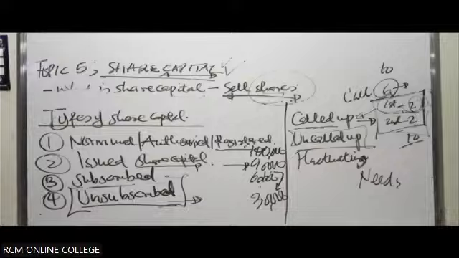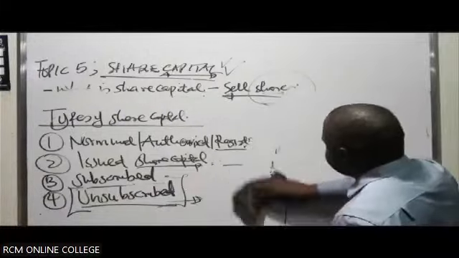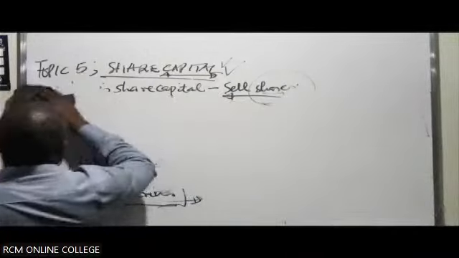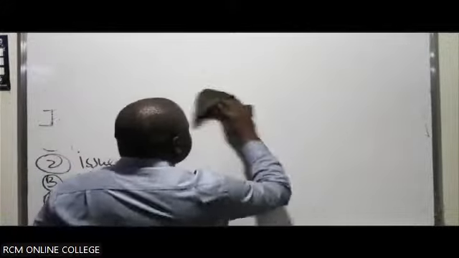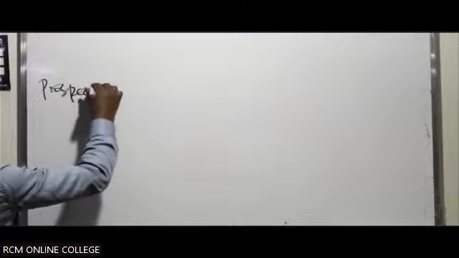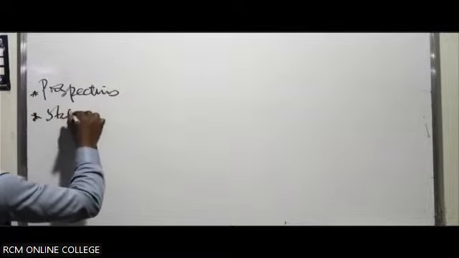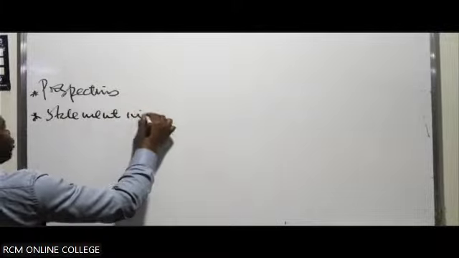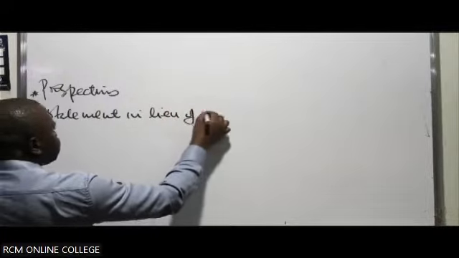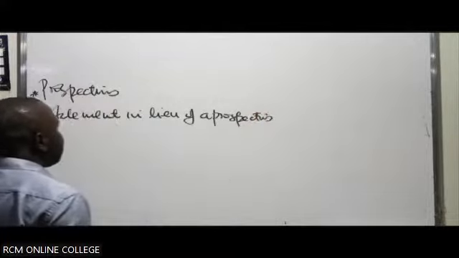So now I want us to look at something we call a prospectus. We've said that the company is going to sell shares, but when they sell the shares, they use what we call a prospectus. So what is a prospectus? We have what we call a prospectus, and then we have another one we call a statement in lieu of a prospectus. In lieu simply means a representation of a prospectus.